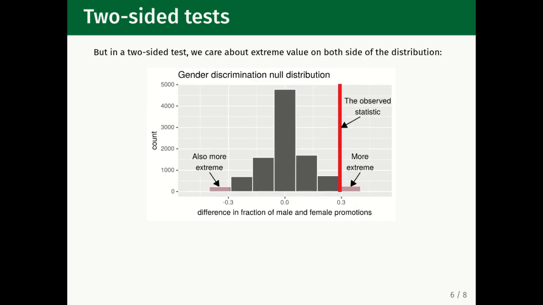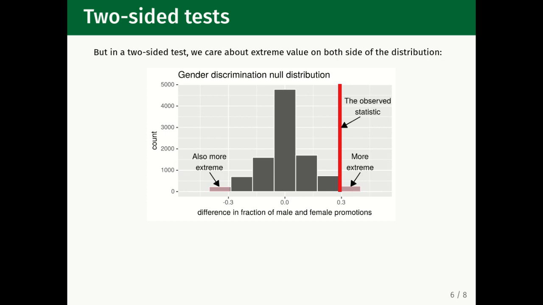But often we want to run a test where we care about an extreme difference on either side of the null distribution. Let's imagine that our alternative hypothesis is no longer that men are more likely to be promoted than women. Let's say instead that our alternative hypothesis is that there is just a difference in rates of promotions between the genders, period. In this phrasing of the alternative hypothesis, we not only care about values of the null distribution in which more men are promoted, which you can see in the shaded pink area on the right, but also about equally extreme values in the opposite direction, in which more women were promoted. In other words, our p-value is now equal to both shaded pink areas.